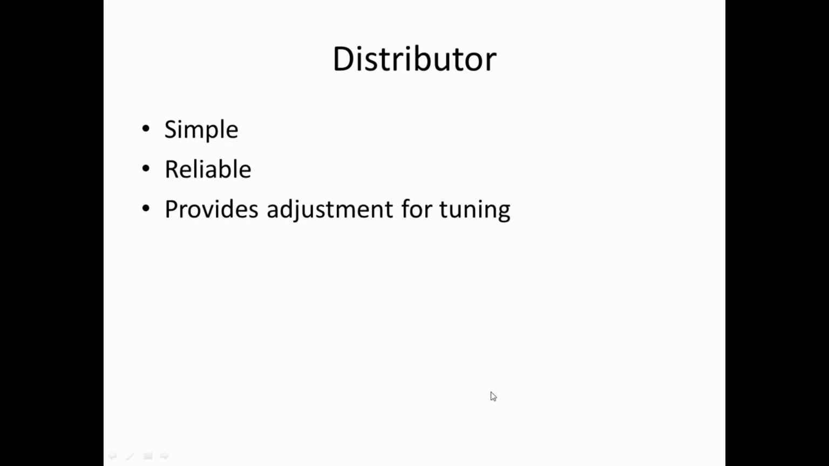So the distributor, very simple, not all that complicated, is reliable for the most part, and it actually provides adjustment for tuning. You can rotate the distributor one way or another by loosening the hold-down clamp. That provides a little bit of adjustment for tuning. Newer cars with distributors, usually ended in the late 90s, early 2000s, don't necessarily provide this adjustment. But old school small block Chevys definitely did.